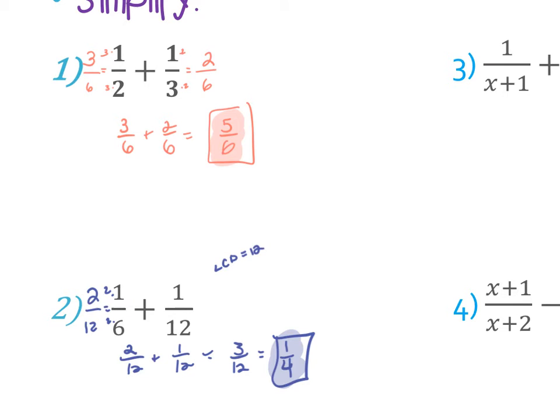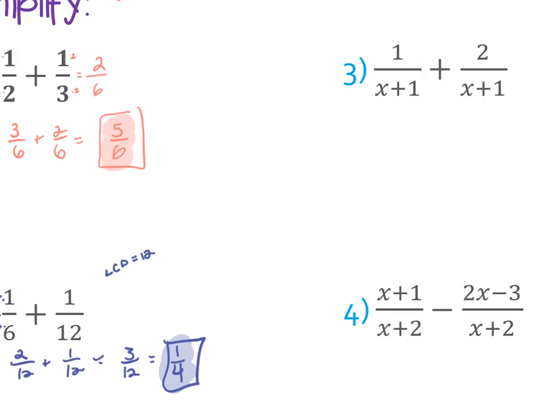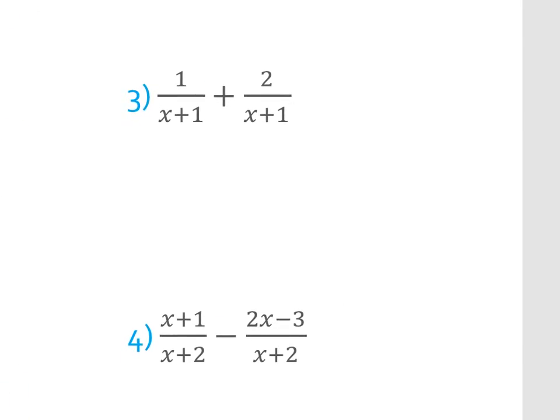Not everybody's favorite, but something you've been doing since elementary school, so we're good so far, right? All right, then we get to ones with expressions. So now we've got variables in the denominator, okay? When I look at these two denominators, they're the same. So I actually don't have to change anything in my denominator. I just want to add the numerators because that says 1 plus 2. So I'd get 1 plus 2 over x plus 1, which is 3 over x plus 1.